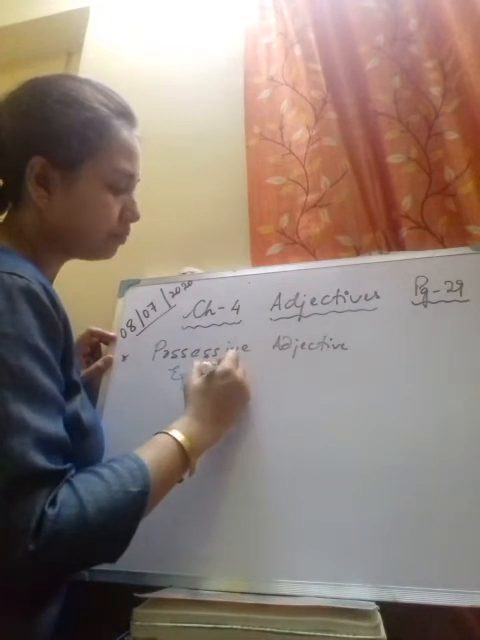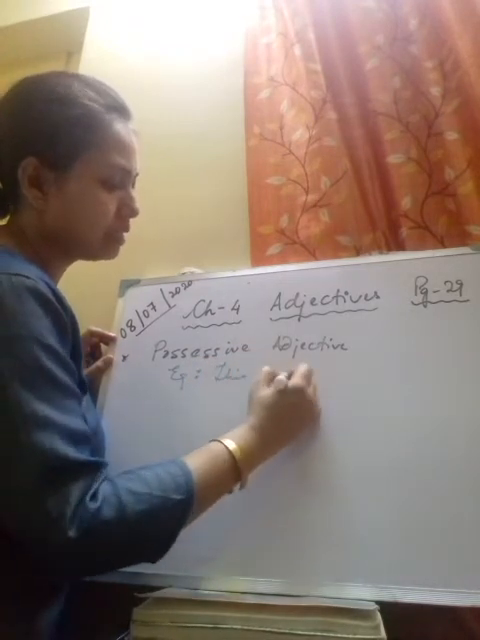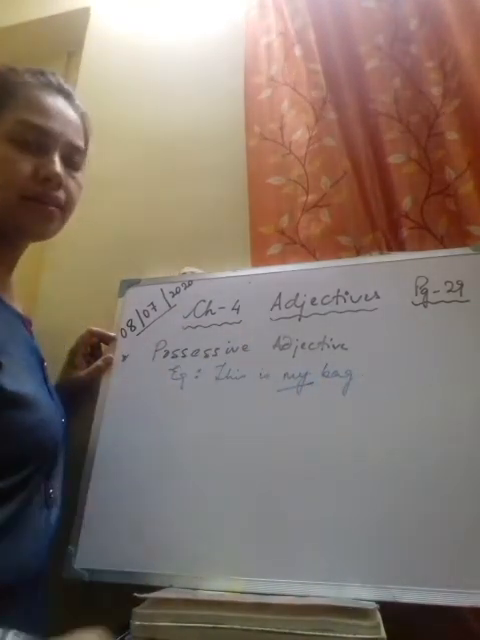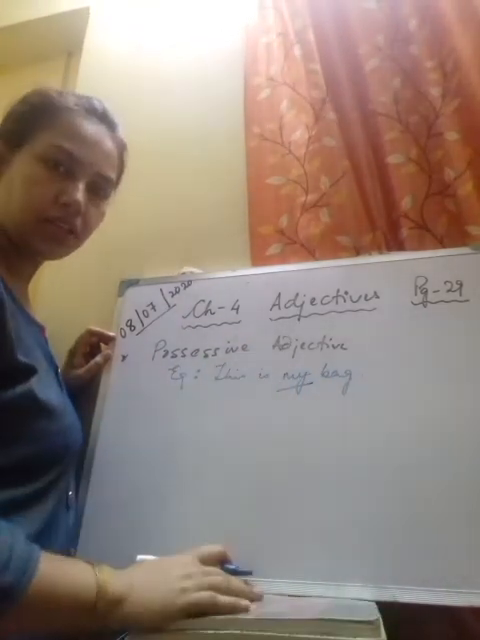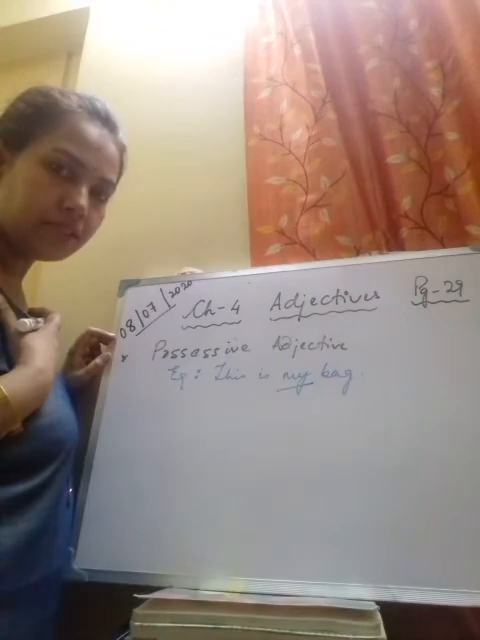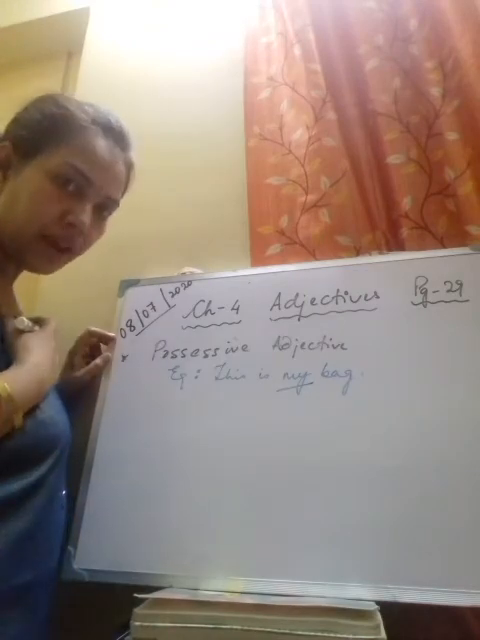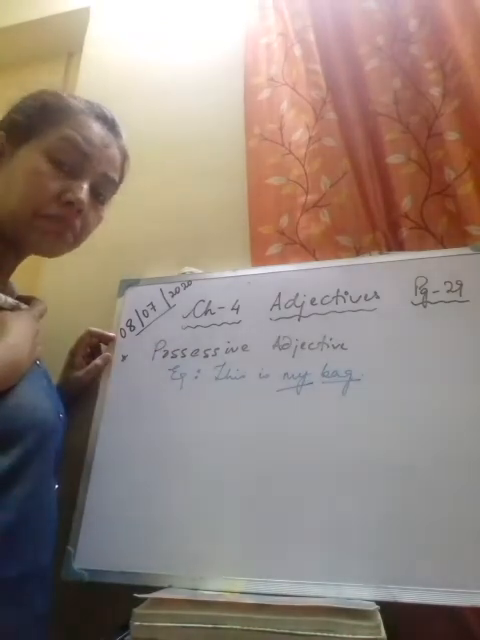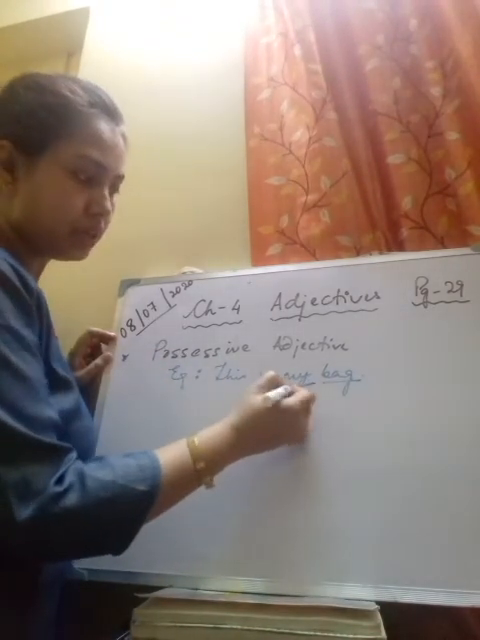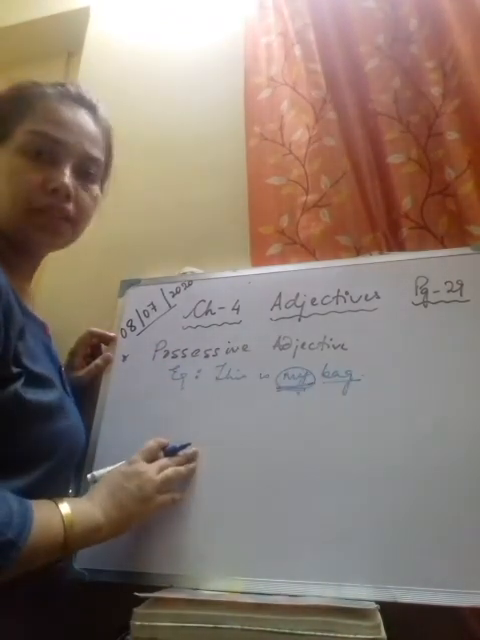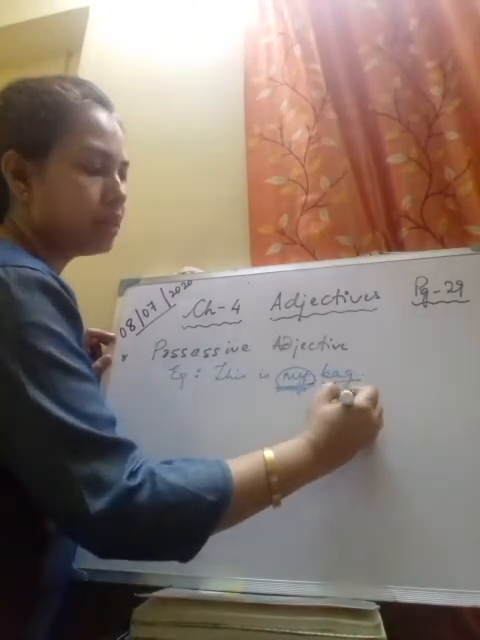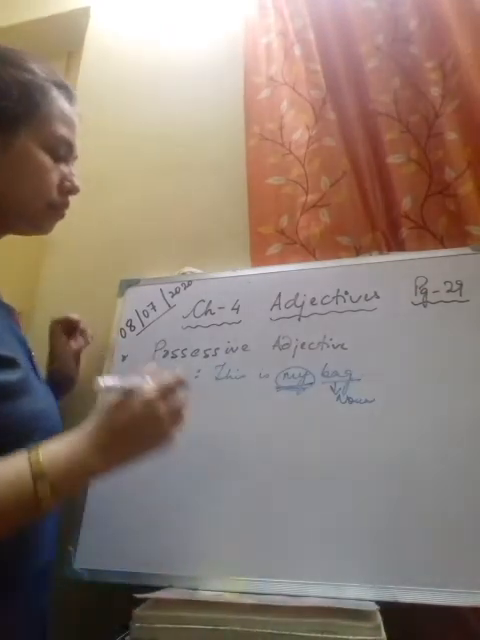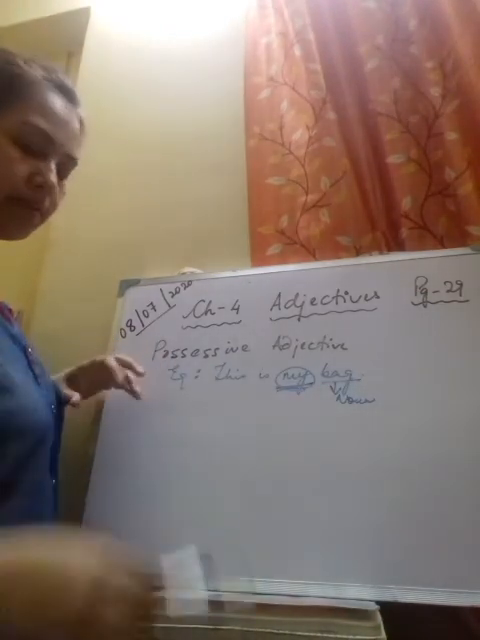Say, this is my bag. My is the word of possession here. My, that means something belonging to me, right? Bag. So the bag belongs to whom? To me. It's my bag. So this word here, my, is the possessive adjective and the bag here is the noun. Fine? One more example can be taken up.